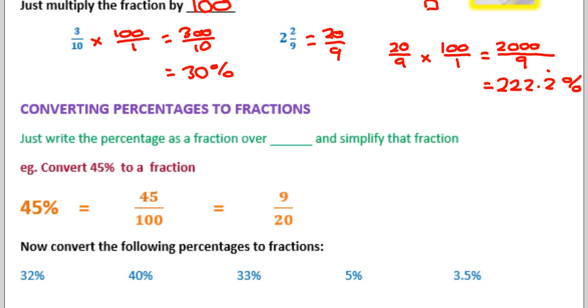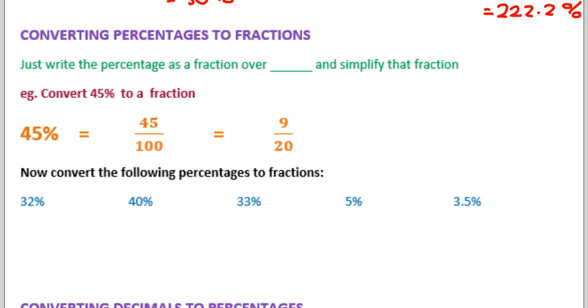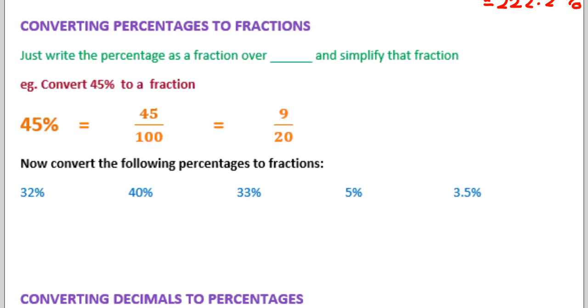Converting percents to fractions. Just write the percent as a fraction over 100, because percents are like fractions over 100. And simplify the fraction. So for example, convert 45% to a fraction. So first step, write the fraction as 45 over 100. 45% means 45 over 100.